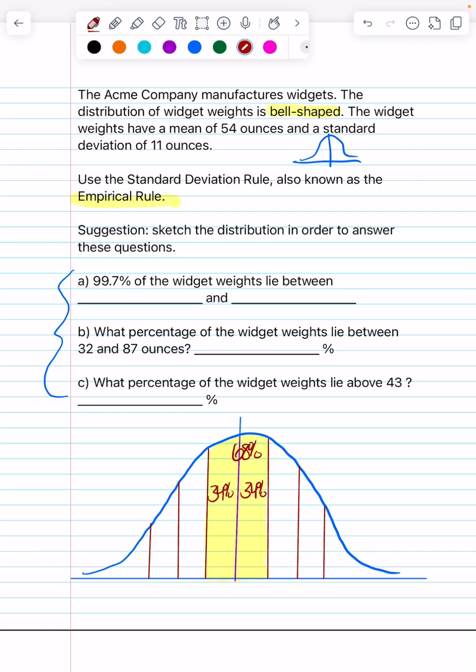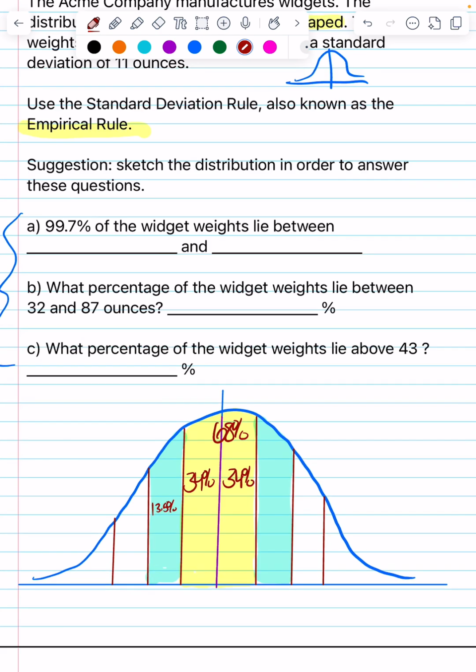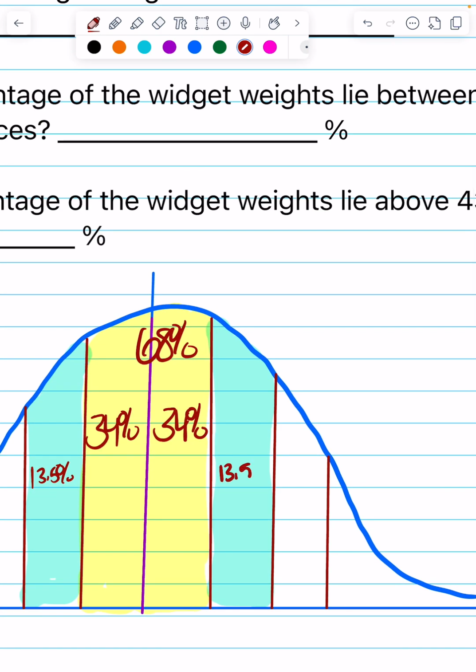How do I know that? It's just a rule, like a definition. There's a bunch of math and calculus that's behind it to back it up, but for our purposes, we're just going to go with it. All right, so the next sides out from the middle are going to be shaded teal, and these are 13.5% each.